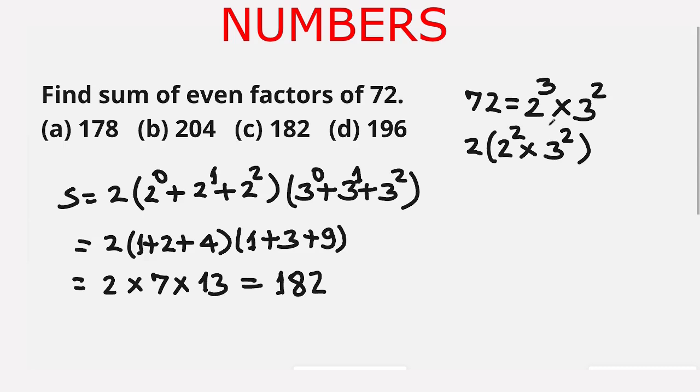After factorizing 72 into prime factors, we had taken 2 common because we wanted the sum of all even factors. That's why we had taken 2 common, and then the remaining part was 2 to the power 2 multiplied by 3 to the power 2, and then we proceeded as per our norms to find the sum of the factors of 2 to the power 2 multiplied by 3 to the power 2, and then we multiplied it by 2 again to find the sum of the even factors of 72.